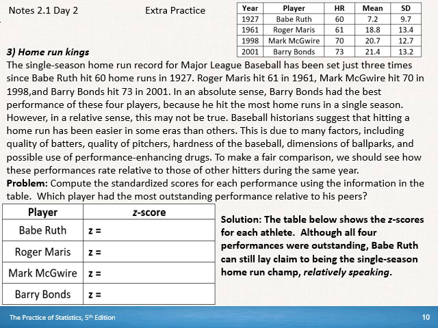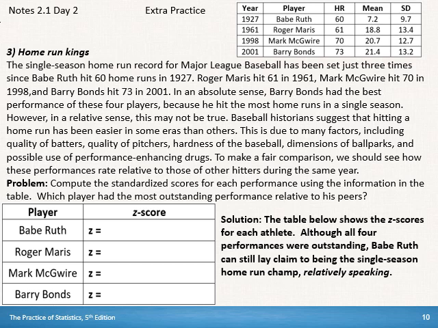He hit 60 home runs. What was the mean number of home runs in 1927 across the whole league? Mean number of home runs per season per player was 7.2, with a standard deviation of 9.7. So to make a fair comparison, we want to see how these performances rate against those of other hitters during the same year. That sounds a lot like we want to see where they were in the distribution, or maybe we could look at their z-scores. So we're going to compute the standardized score, the z-score, for each performance, using the information in the table above. The table gives you the year, the person who hit the most that year, the mean number of home runs per player for the season, and the standard deviation.